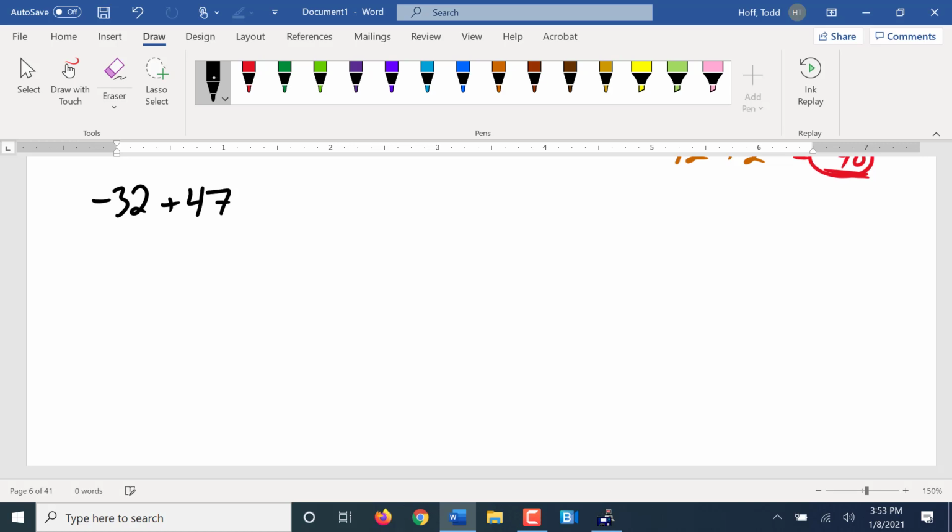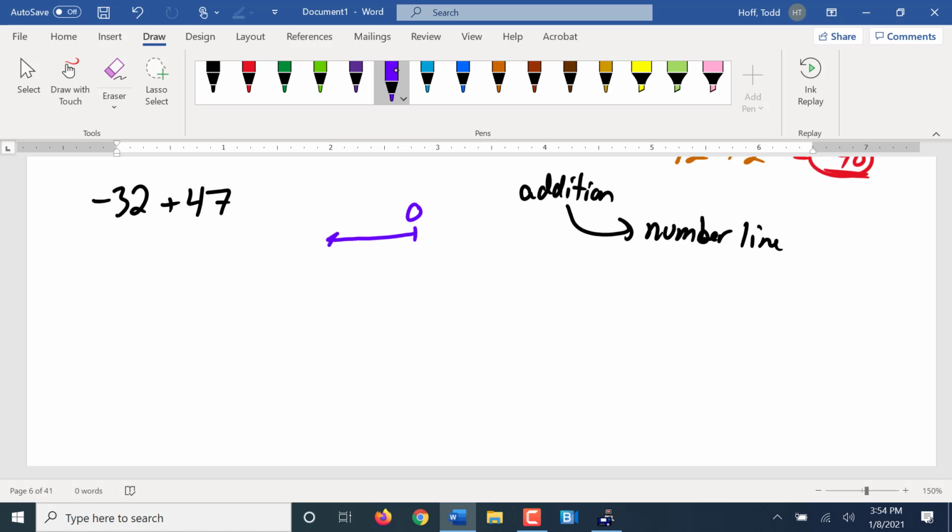So if I have negative 32 plus 47, remember when it's addition, we can use the number line to combine the numbers. And so what that looks like is, here's 0, negative 32 is going to go which direction, left or right? Left is the negative direction, that's negative 32.